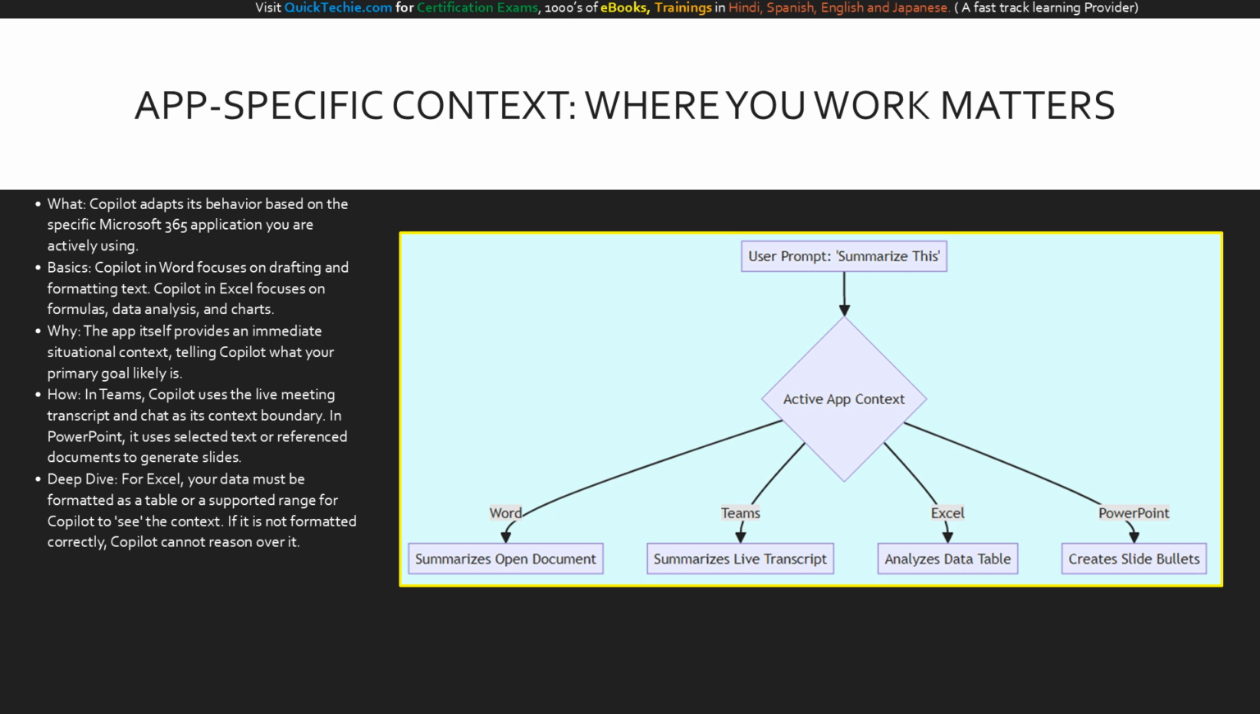Look at how powerful this flowchart is. We start with a single, identical user prompt: summarize this. But as it flows into the active app context decision engine, the outcome splinters into four completely different results. In Word, it reads the document. In Teams, it reads the transcript. In Excel, it looks for a data table, and in PowerPoint, it preps bullet points for a slide. This visually reinforces that you do not always need to write a massive paragraph explaining what you want. The application itself is doing the heavy lifting of establishing the context for you.